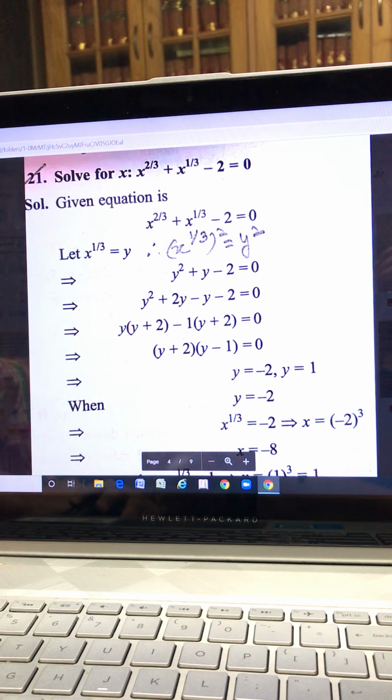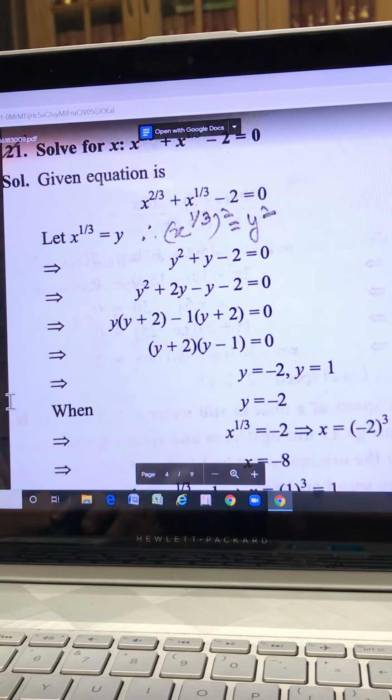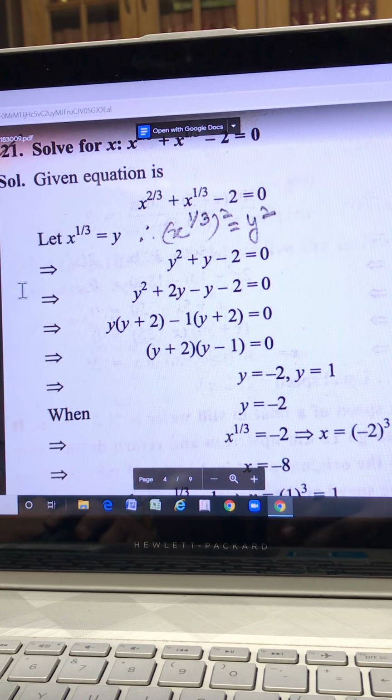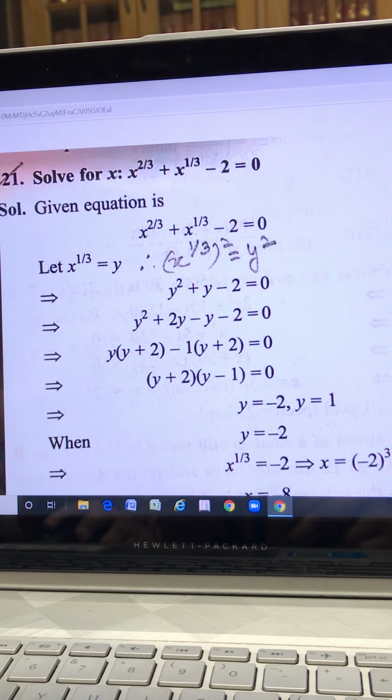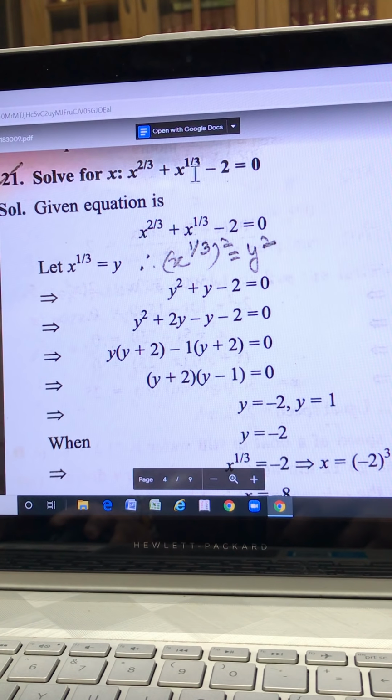Let us move on to the next, that is solve for x. Whenever you are given the equation, solve means you have to find the value of x. Now here you see it is x to the power 2 by 3 plus x to the power 1 by 3 minus 2 equal to 0.